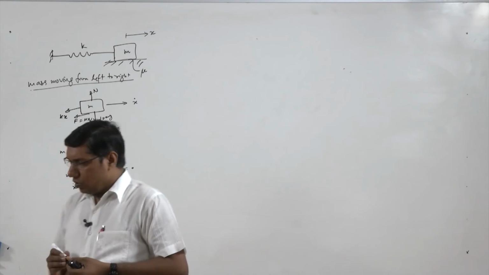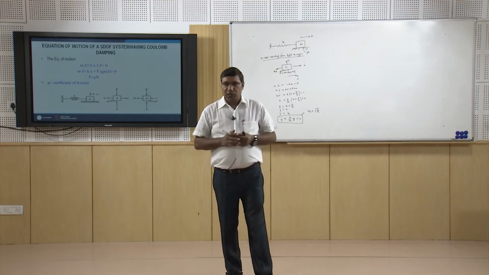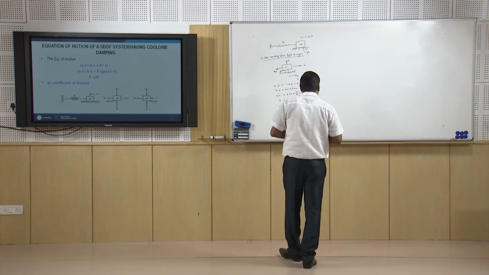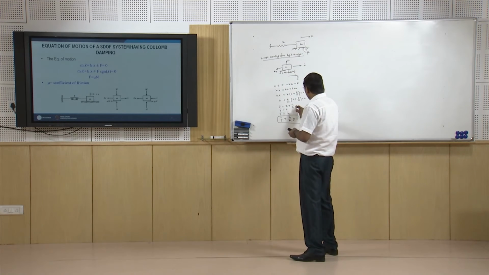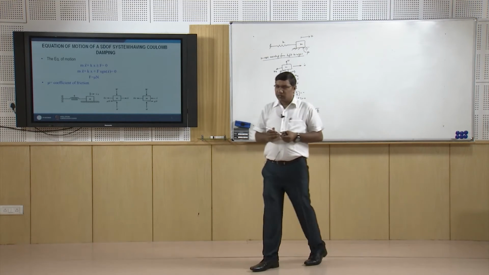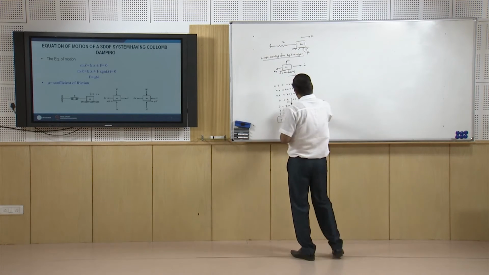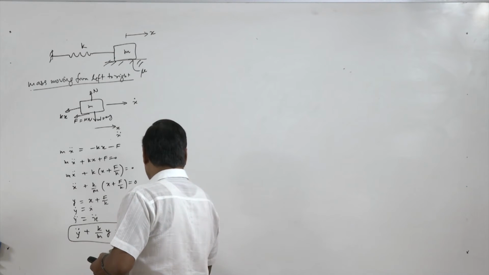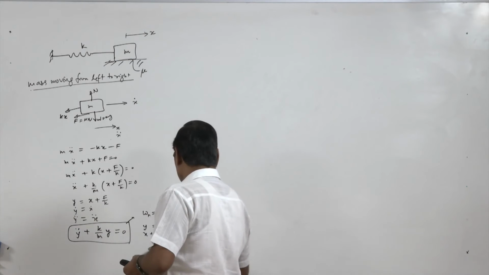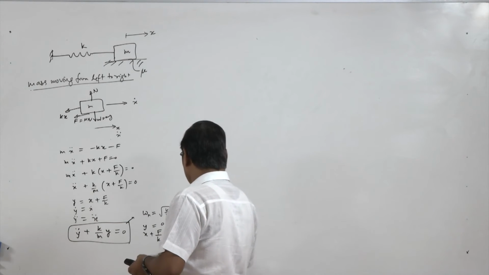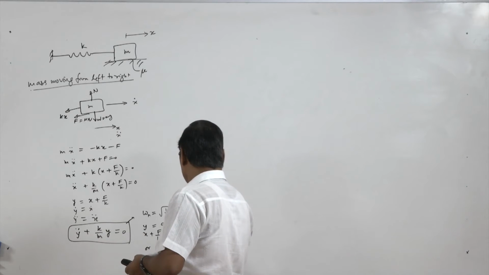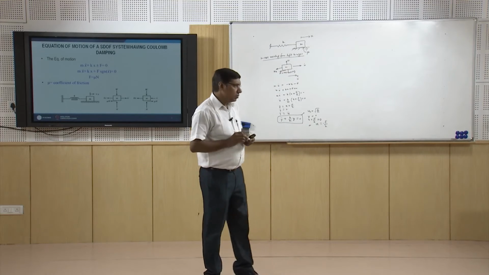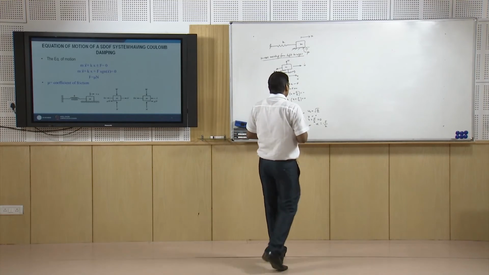So in this case the mass will oscillate with the natural frequency omega n equal to root k by m, but it will not oscillate about x equal to 0. It will oscillate about y equal to 0. So y equal to 0 means x plus F by k equal to 0, or x equal to minus F by k. So it will oscillate about this line rather than x equal to 0.